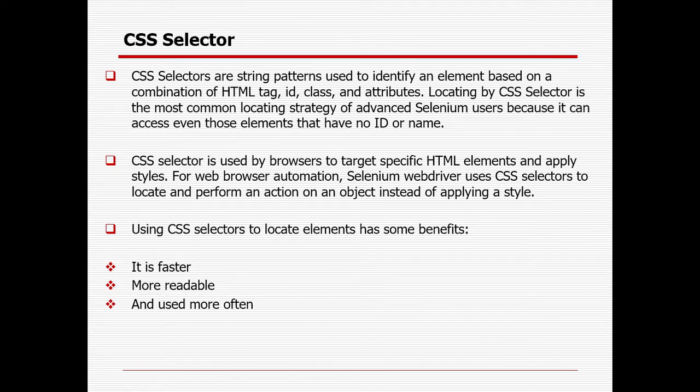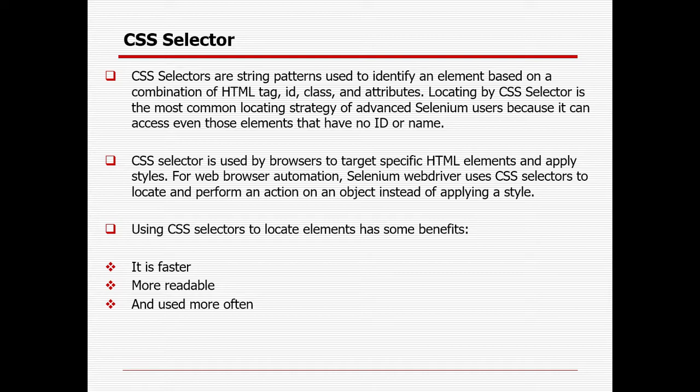So I already mentioned, if it is not uniquely identifiable with the basic properties like name, ID, class name, we will go for either XPath or CSS selector. Some projects do not use CSS selector, but use XPath instead. But I have worked on a few projects where they use only CSS selector, because CSS selector creation is very easy compared to XPath.